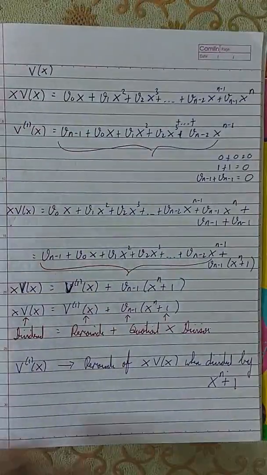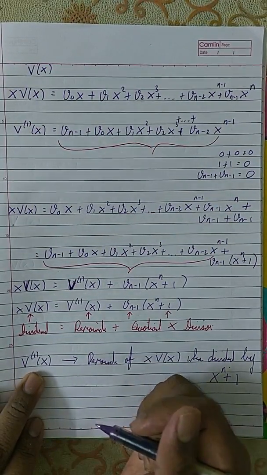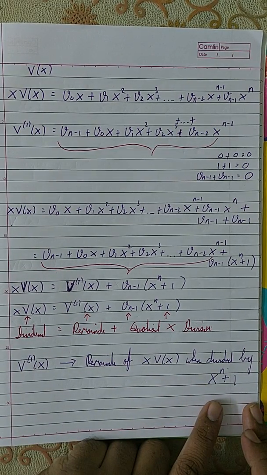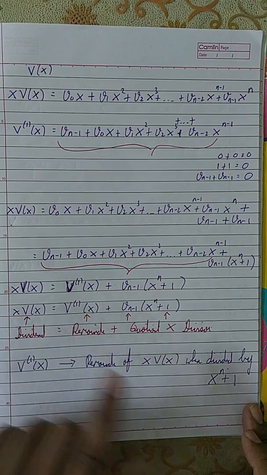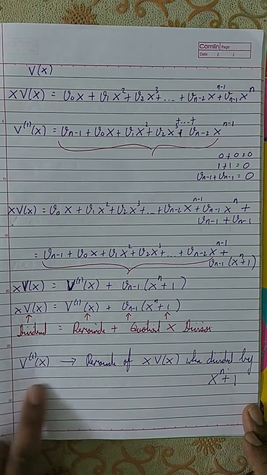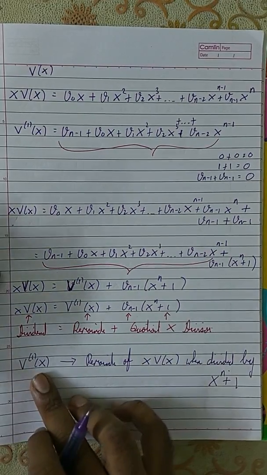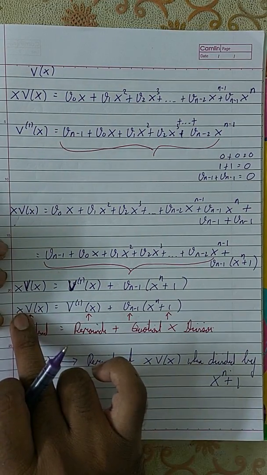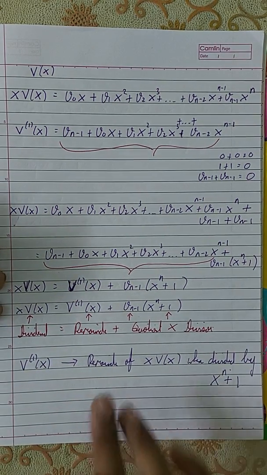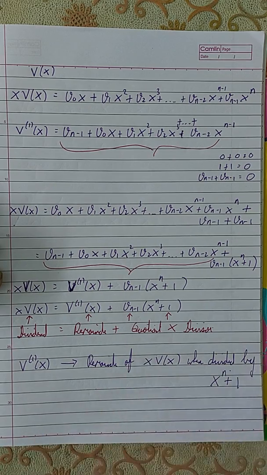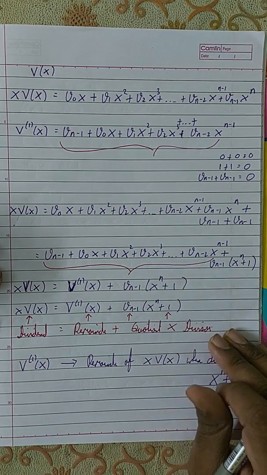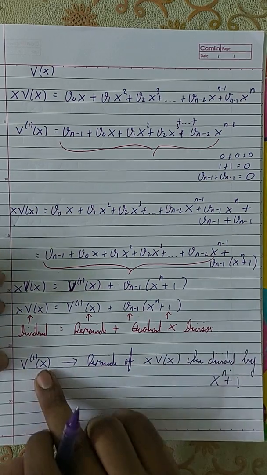Why? Because we can find v1 of x by simply dividing x v of x by x raised to n plus 1 and then finding the remainder. That remainder is actually v1 of x. All you have to do is divide x v of x by x raised to n plus 1, and the remainder is v1 of x. This is how we explain the mathematical operation of finding the code polynomial of one cyclic shift from the other code word. Okay, so this is only for one cyclic shift.